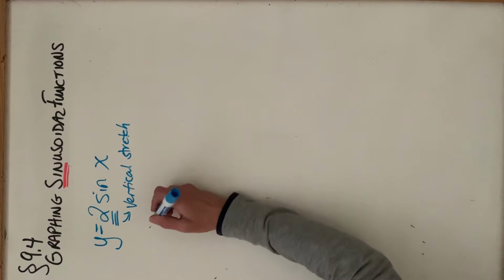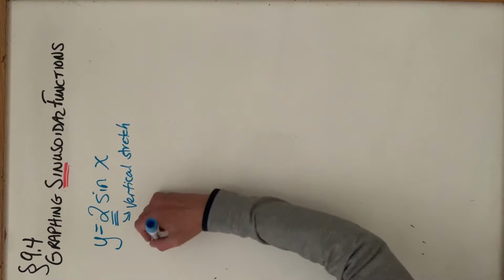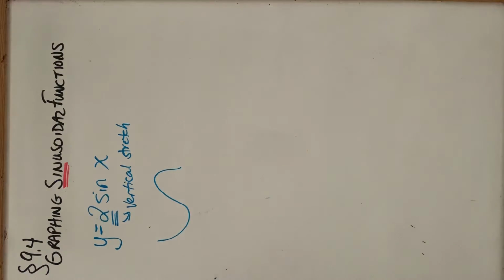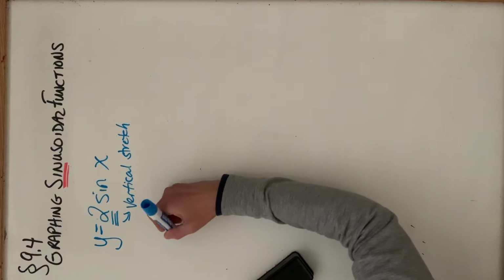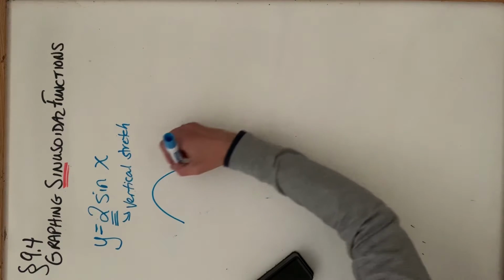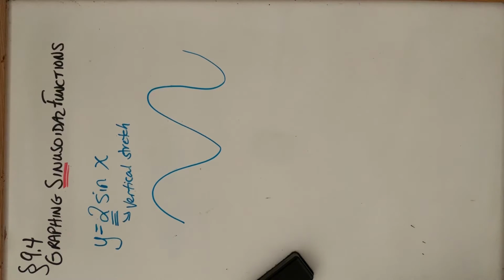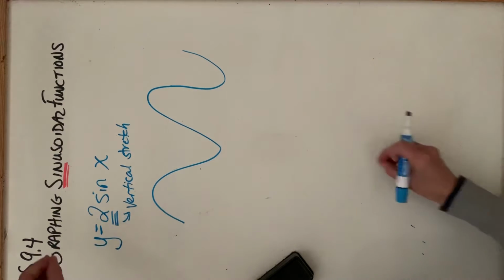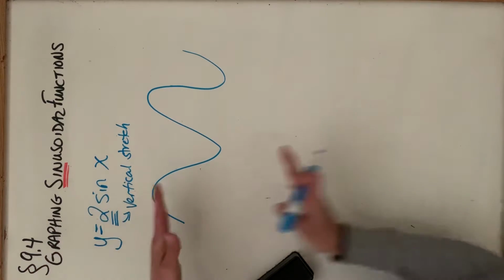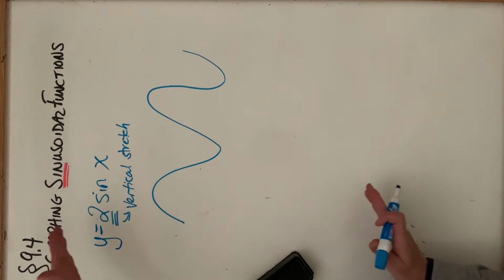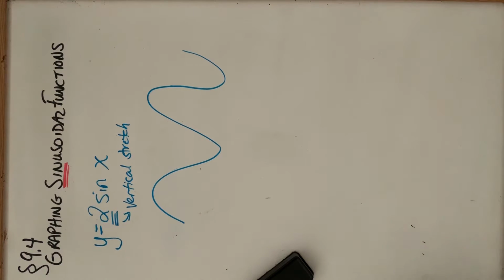Okay, so if you said this affects the amplitude, then that would make sense, right? Because we're taking our original sine function. Oh dear, that's really bad. Let's try that again. But if we take our original sine function, which looks something like this, and we stretch it vertically, we're not changing it at all this way. We're just stretching it like this. That's going to make our maximum and minimum larger and smaller, respectively, and that's going to change our amplitude, right?